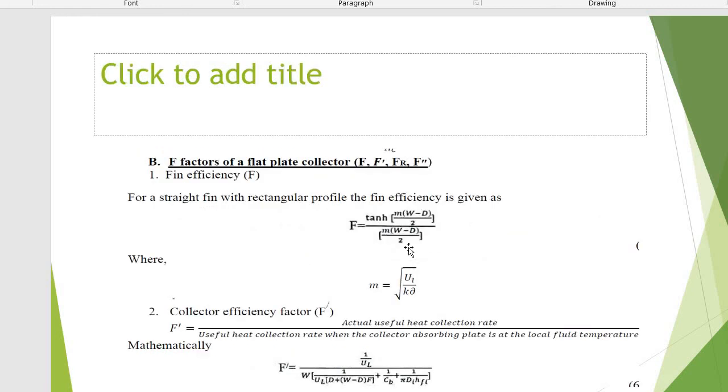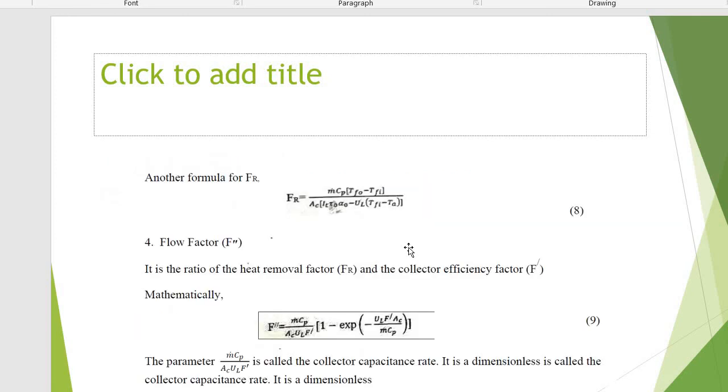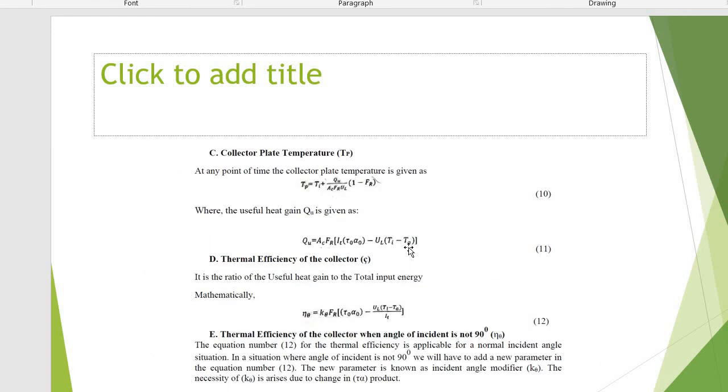F factors for the flat plate, this is the formula. We have different formulas to find different values, like the collector efficiency factor, which is the actual useful heat collection rate upon the useful heat collection rate when the collector absorbing plate is at the local fluid temperature. Heat removal factor, and flow factor, which is the ratio of heat removal factor to the collector efficiency. Collector plate temperature, thermal efficiency of the collector, and thermal efficiency of the collector when the angle of incidence is not 90°.